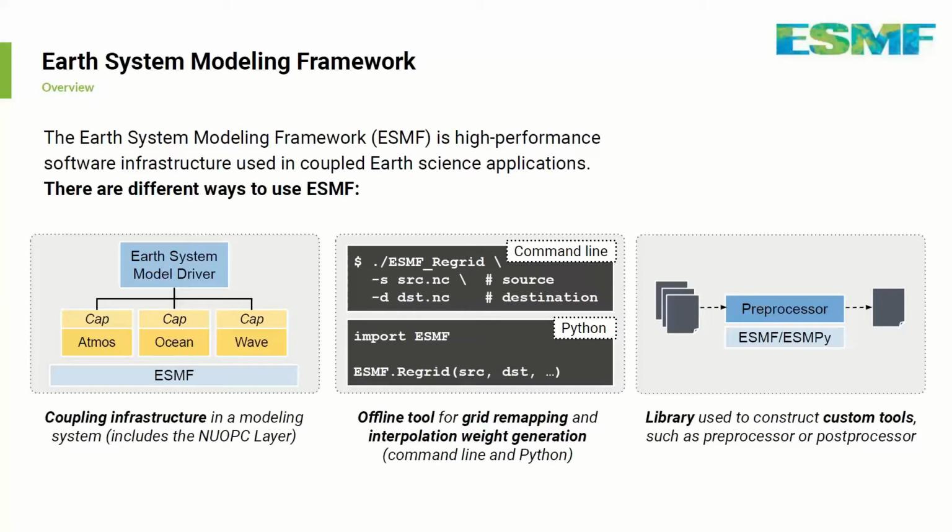So the Python library is just a wrapper on top of ESMF. It's all using the same underlying remapping software, and you can bring it into a Python script as part of your workflow. And then the last piece we see is that people building more advanced tools, such as preprocessors that need to combine data from different places, link to ESMF as a library. And so for this talk, I will pretty much only be focusing on the coupling infrastructure part.